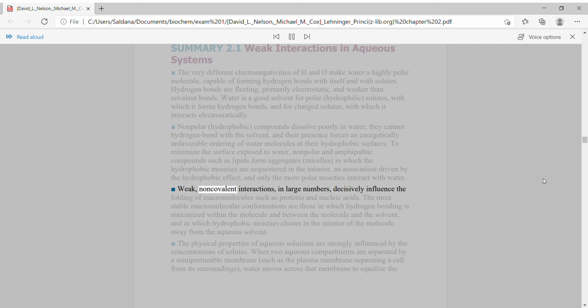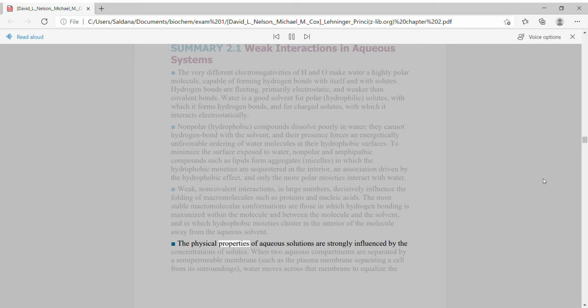Weak, non-covalent interactions, in large numbers, decisively influence the folding of macromolecules such as proteins and nucleic acids. The most stable macromolecular conformations are those in which hydrogen bonding is maximized within the molecule and between the molecule and the solvent, and in which hydrophobic moieties cluster in the interior of the molecule away from the aqueous solvent.